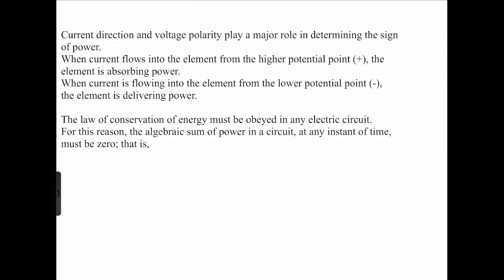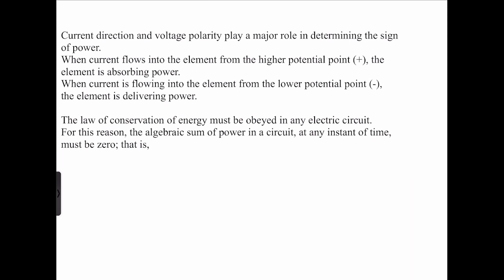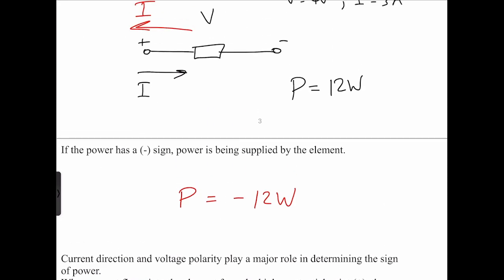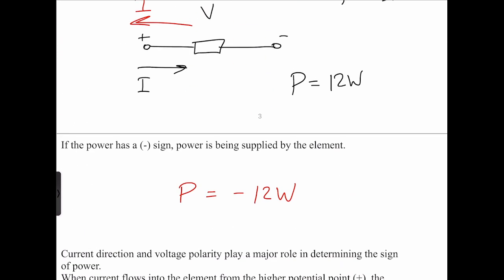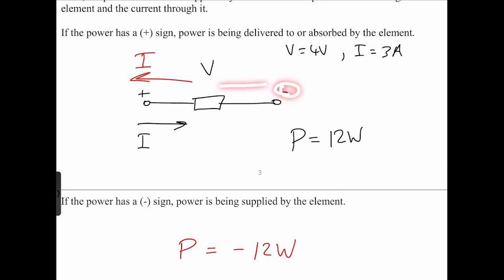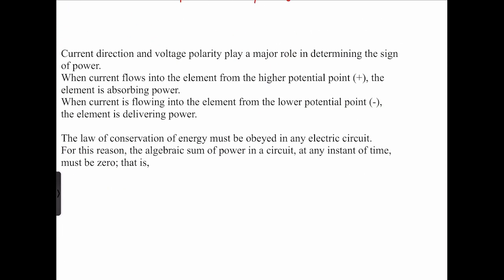So current direction and voltage polarity play a major role in determining the sign of the power. So there we go. When current flows into the element from a higher potential, positive is higher potential, the element is absorbing power. And when current flows into the element from the lower potential, which is negative, so we could have it flowing from here, but it's still flowing there. So it flows from the negative. Then the element is delivering power.